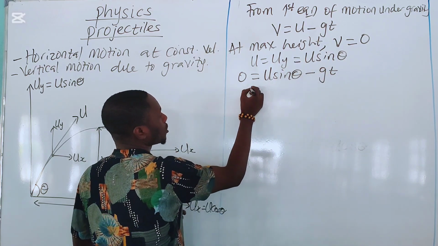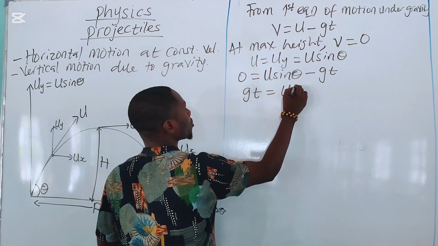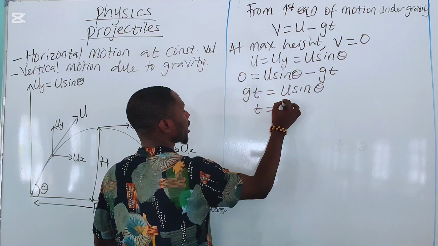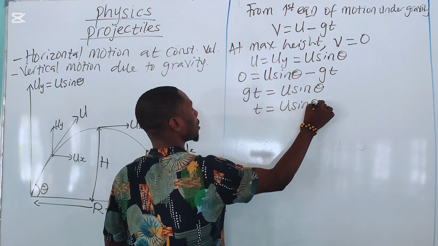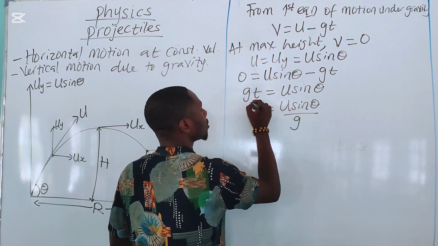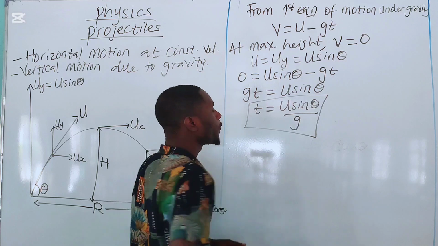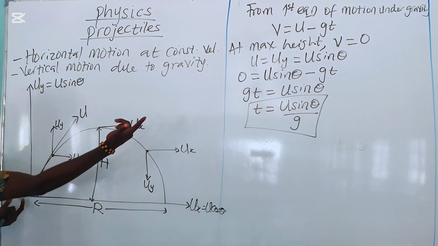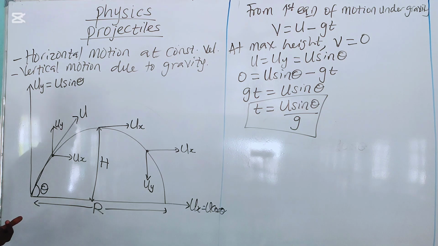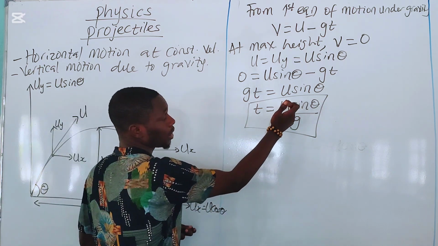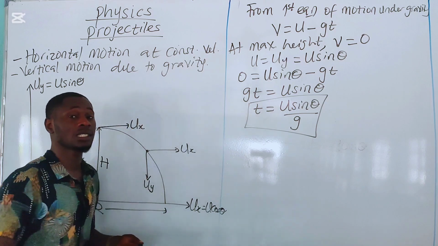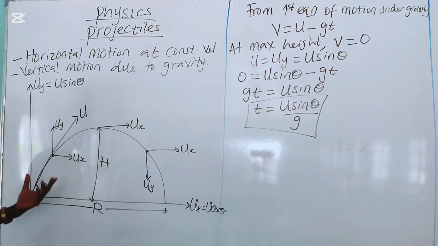We cross to the other side. So we have gt equal to u sine theta. So t will now give us u sine theta over g. So this gives us an equation for the time taken for a projectile to get to the maximum height, where u is the initial velocity, theta is the angle of inclination, and g is the acceleration due to gravity.